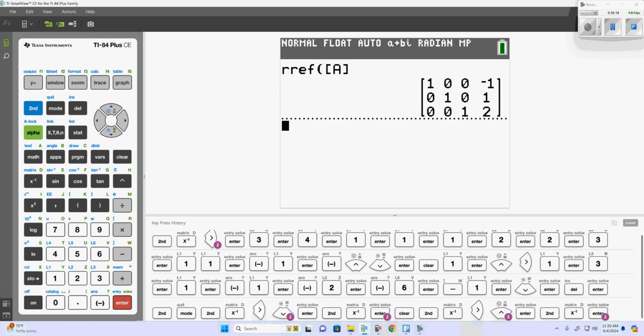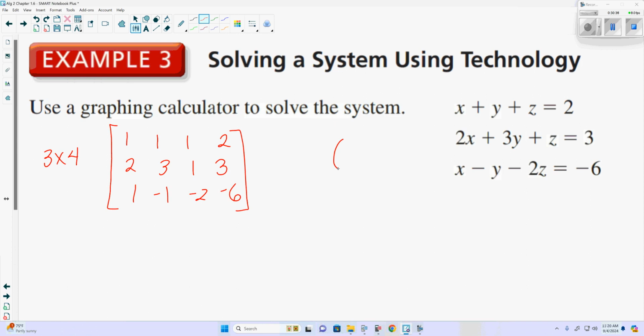We have the diagonal of 1s, yes? So we have -1, 1, 2, yes? So the x value for this problem is -1, the y is 1, and the z is 2. So our solution for this is -1, 1, 2. And we'll write them as an ordered triplet, so we can do this here.